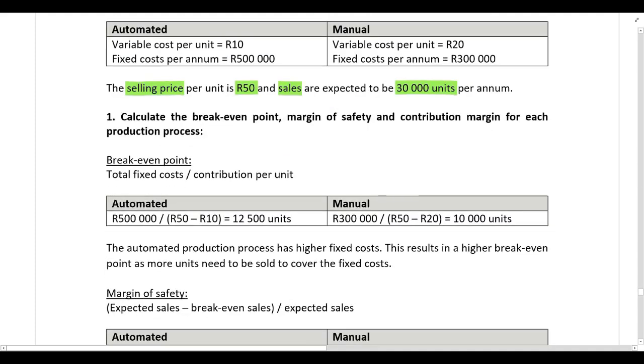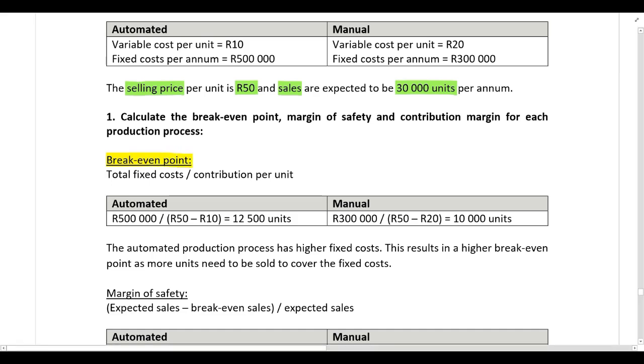In the first part of the required, you need to calculate the break-even point, margin of safety, and contribution margin for each production process. Now guys, these are very straightforward calculations, so please, I want you to make sure that you are happy with the calculations. In this recording, I am going to focus on the discussion around those calculations. Let's first look at the break-even point.